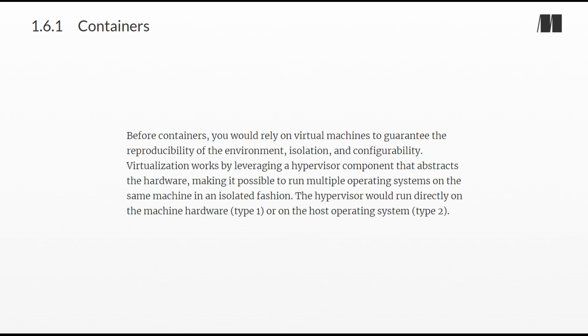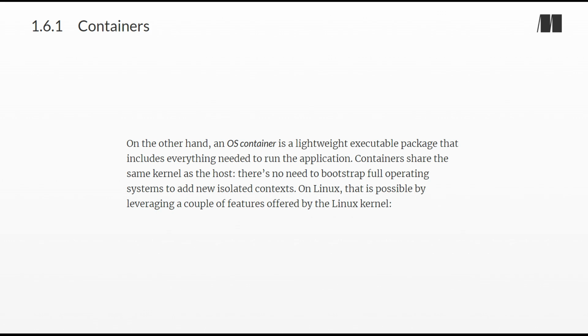Before containers, you would rely on virtual machines to guarantee the reproducibility of the environment, isolation, and configurability. Virtualization works by leveraging a hypervisor component that abstracts the hardware, making it possible to run multiple operating systems on the same machine in an isolated fashion. The hypervisor would run directly on the machine hardware, Type 1, or on the host operating system, Type 2. On the other hand, an OS container is a lightweight executable package that includes everything needed to run the application. Containers share the same kernel as the host. There's no need to bootstrap full operating systems to add new isolated contexts.